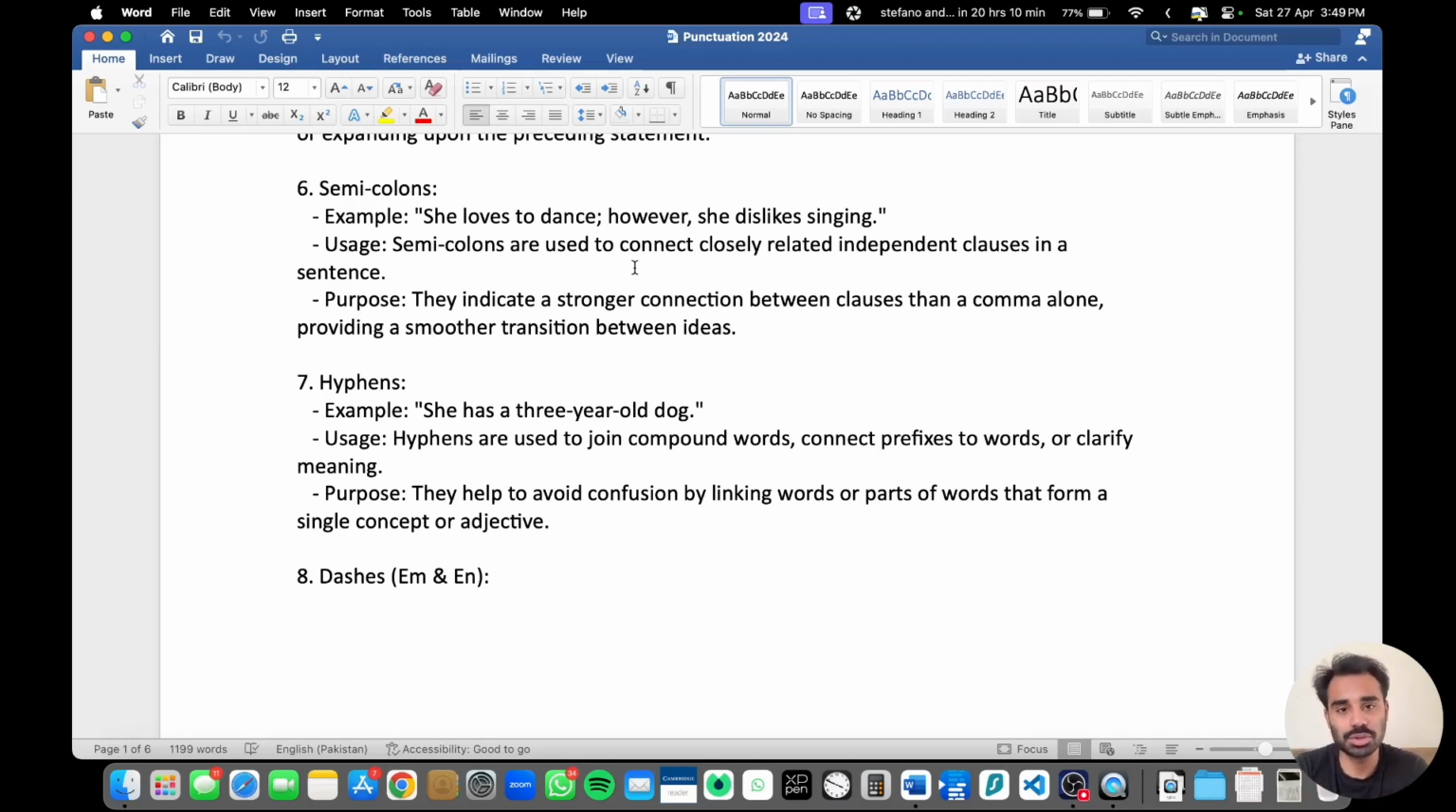Usage: semicolons are used to connect closely related independent clauses in a sentence. Exactly the way we were doing before in the comma situation, when we were using a comma and a conjunction to separate the two independent clauses from one another, right? The purpose is they indicate a stronger connection between the clauses than a comma alone, providing a smooth transition between ideas. So this sentence means that if you only use a comma, without any conjunction, without any semicolon, it is going to create a mistake, which is called a comma splice.